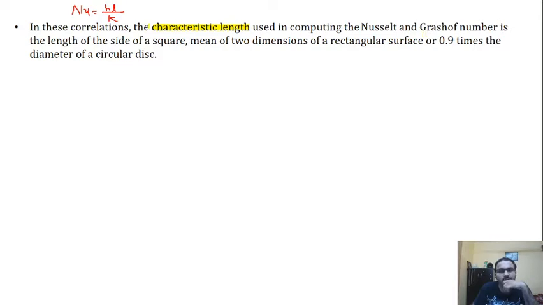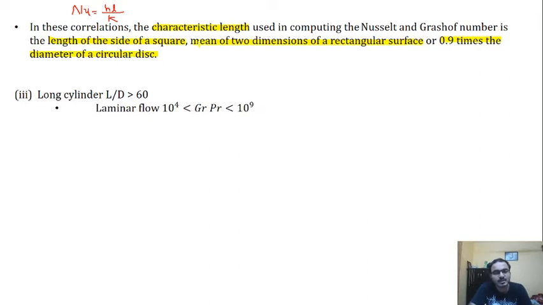is either the length of side of the square, mean of two dimensions of rectangular surface, that is (a plus b) divided by 2 in case of rectangle, or 0.9 times the diameter of circular disc. Okay. Now the third case is long cylinder. The meaning of long cylinder is if the ratio of length to diameter is greater than 60, then it is long cylinder. Now the laminar flow here is product of GrPr if it is between 10⁴ to 10⁹.